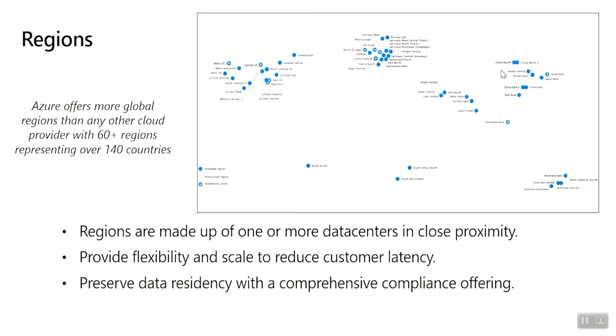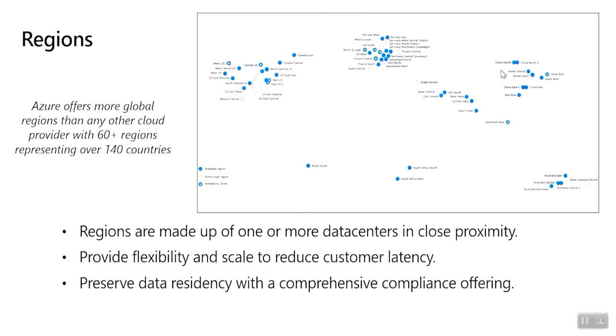Starting with regions, I want you to take a look at the map to the right-hand side. Take a look at those blue dots around the world, and those blue dots represent regions, Azure regions. We have over 60 regions located globally, as you can see, representing over 140 countries. Azure actually has more global regions than any other cloud solution provider.